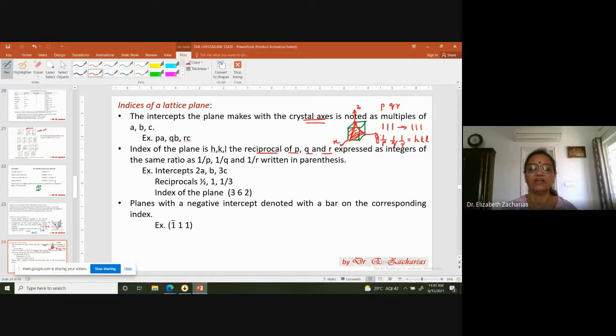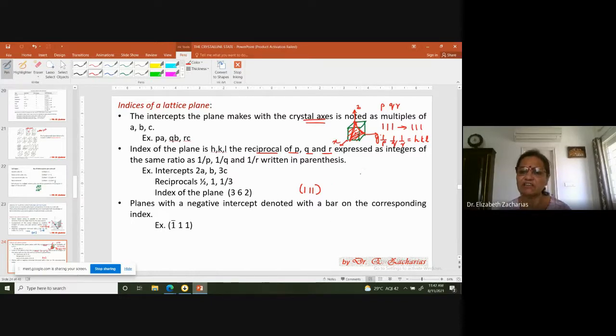After I do this, what you have to do is write it in terms of integers of the same ratio. Sometimes you may get fractions, so what you should do is convert it into integers of the same ratio. In our case, we don't have to do all that. So just write it like this, 1 1 1 with no commas in between. So that's the index of that red plane that I have shown.